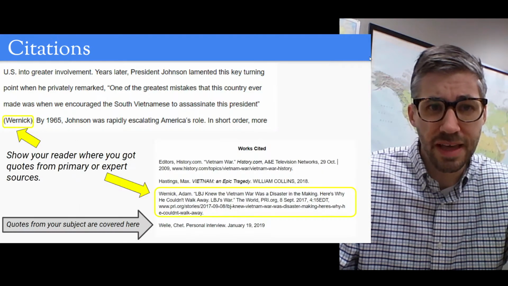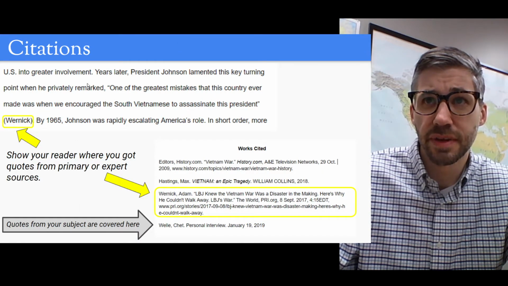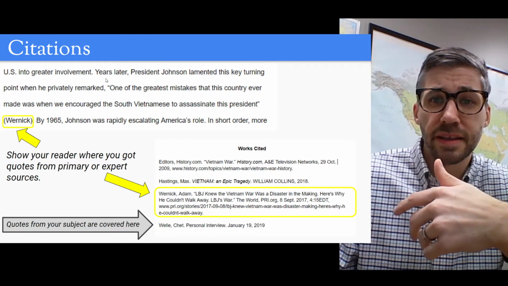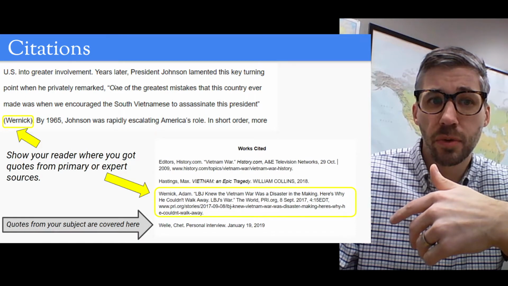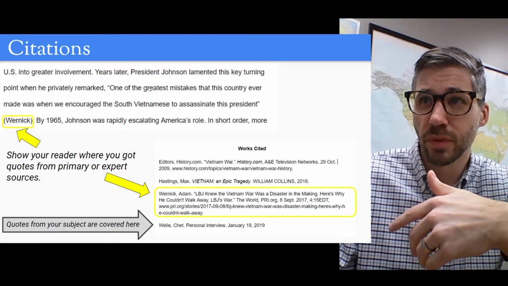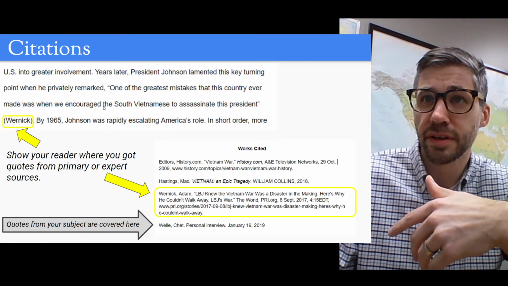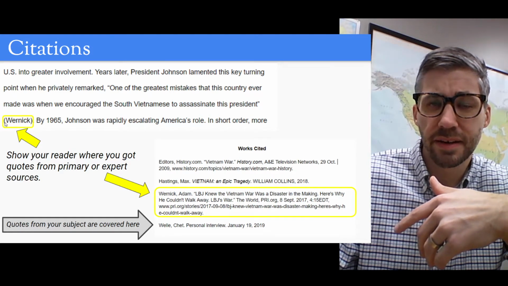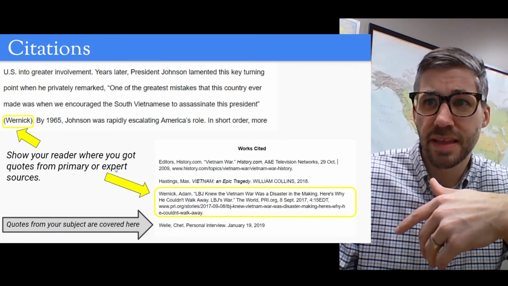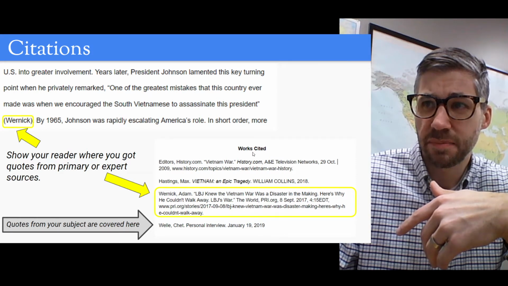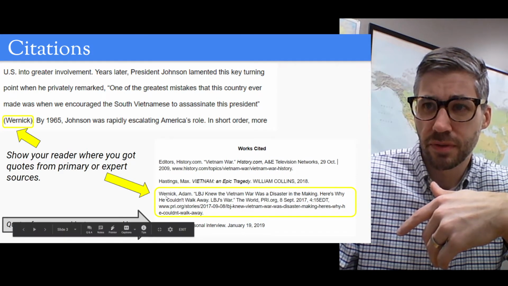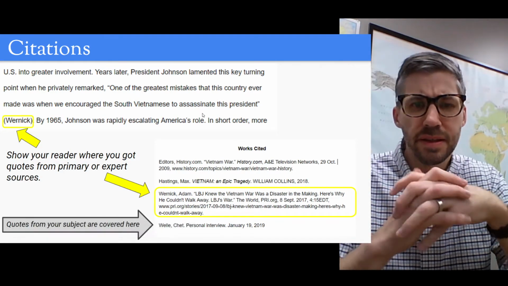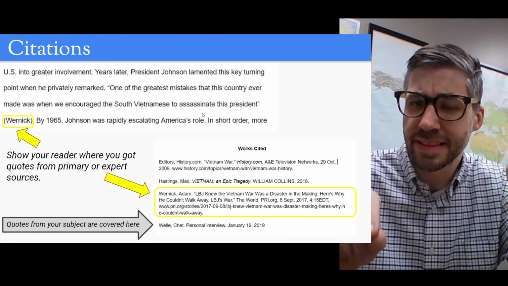So I'll show you an example here from the paper that I gave you, in my example paper. I included in the historical context section a direct quote from President Lyndon Johnson, where he says, "One of the greatest mistakes this country ever made was when we encouraged the South Vietnamese to assassinate this president." And then I put Wernick there in parentheses. That points them to the last page, the works cited page. There's a source, the Wernick source, right? So it shows the reader where I got that direct quote.